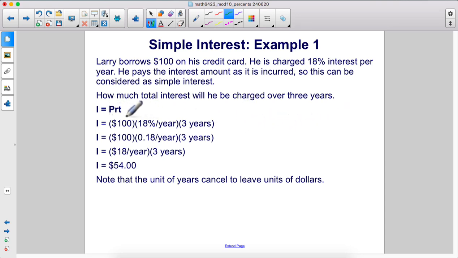All right, so principal is the initial amount, 100. The interest rate is 18% per year, and the amount of time is 3 years. It's important that this is per year, and that's also in years, so that it can cancel out. So we have 100 times 0.18. We're going to convert that from a percentage into a decimal, and then multiply it by 3. So 18, the decimal moves 2 over because of that 100. Then multiply by 3, and we get $54 of interest. And note, the unit of years does cancel out, leaving behind dollars.